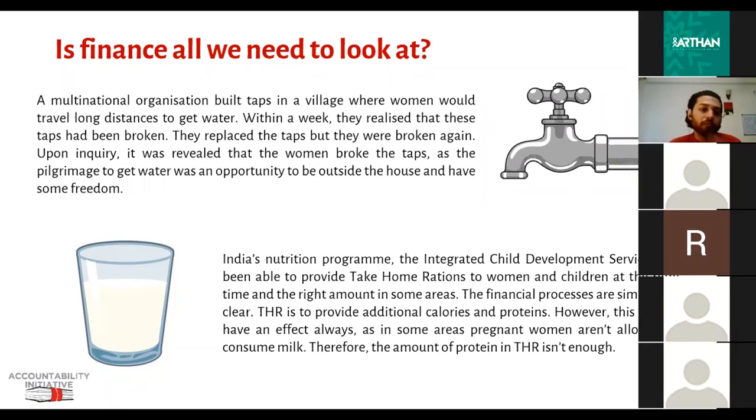For this, we need calories and proteins. But in some places, pregnant women aren't allowed to drink milk.